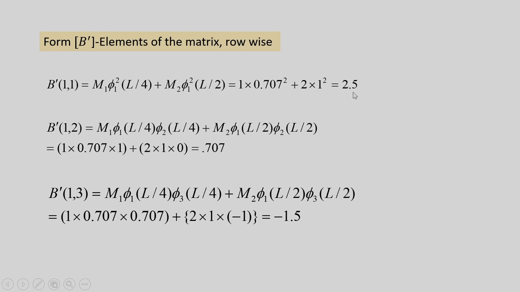The element B prime 1, 2 is M1 phi 1, phi 2 at L by 4, plus M2 phi 1, phi 2 at L by 2. So this value gives 0.707. B prime 1, 3, that is the interaction between the first and third mode, has mass M1 and M2. So M1 with phi 1 and phi 3 both evaluated at L by 4 because M1 is located at L by 4, plus M2 with phi 1 and phi 3 evaluated at L by 2 because M2 is placed at L by 2. And its value is coming as minus 1.5.